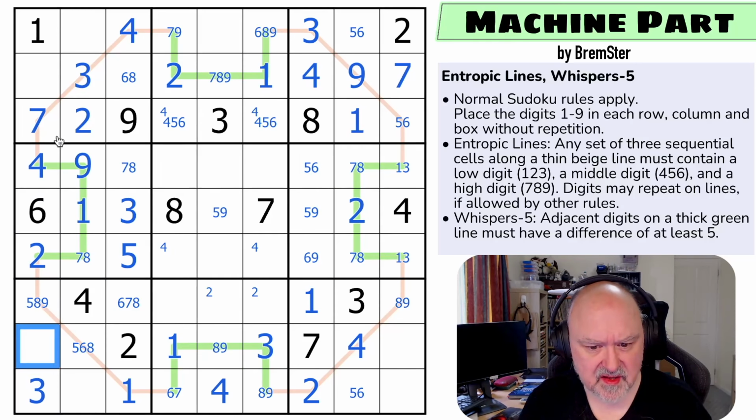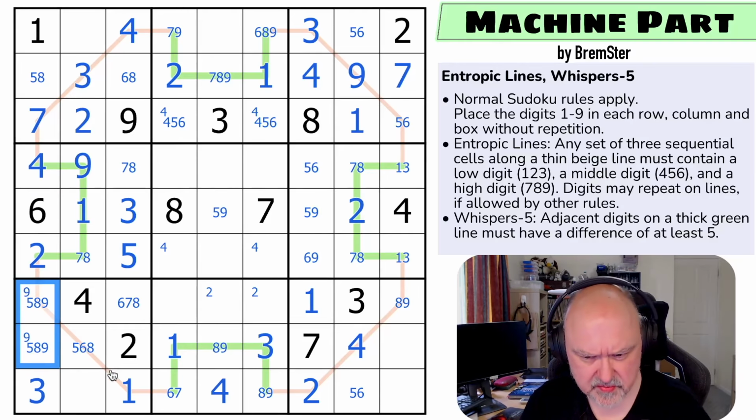5, 8, 9. These are all 5, 8, 9. So this is only 5 or 8. This one is all of them. But it does mean 9 is in one of those two. This is 5, 6, or 8.